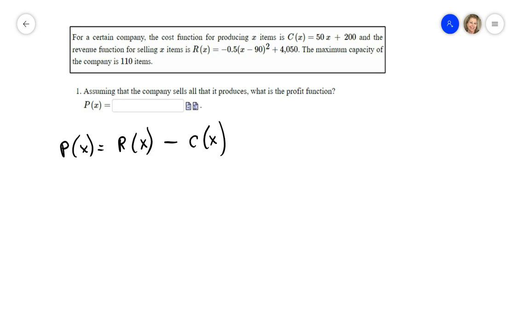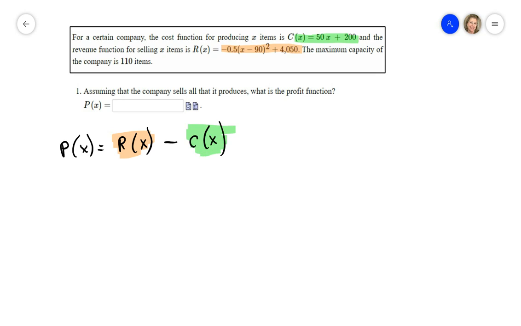Because it's revenue minus cost. If cost is bigger than revenue, you're losing money. Your answer will be a negative. So revenue is this formula right here, and cost is this formula right here.